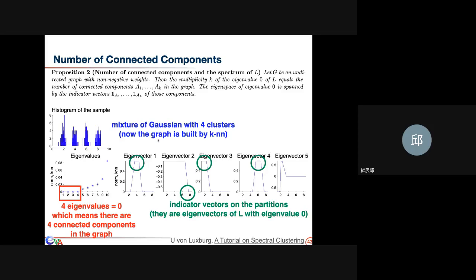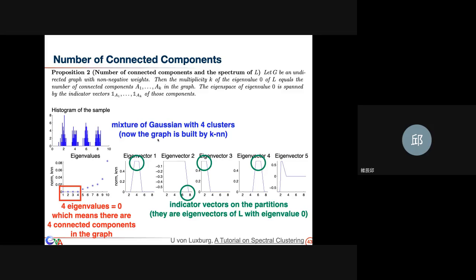Theoretically, if you have four connected components in your similarity graph, then the graph Laplacian matrix should have four eigenvalues equal to zero. Should have four eigenvalues equal to zero, right?